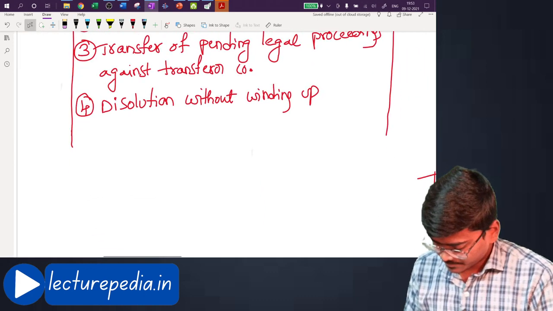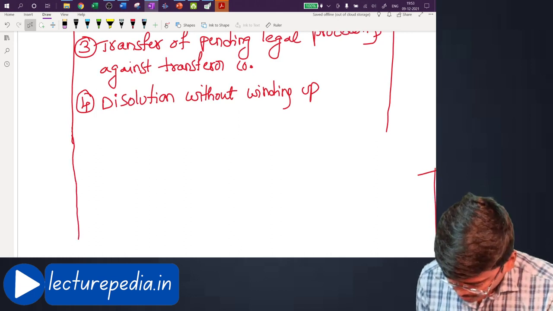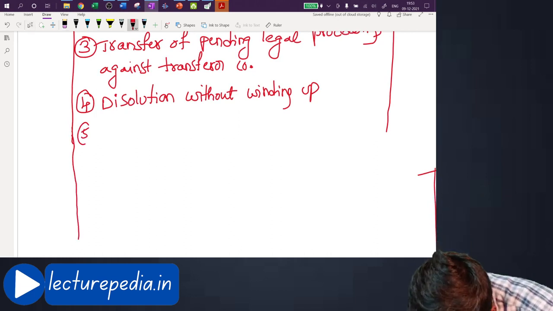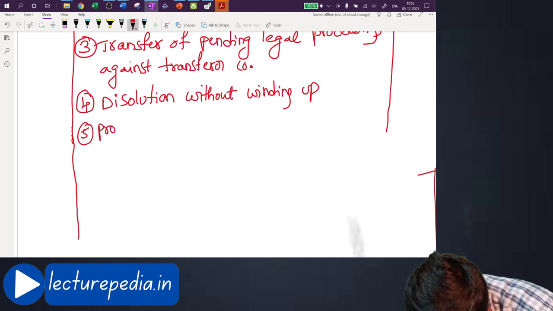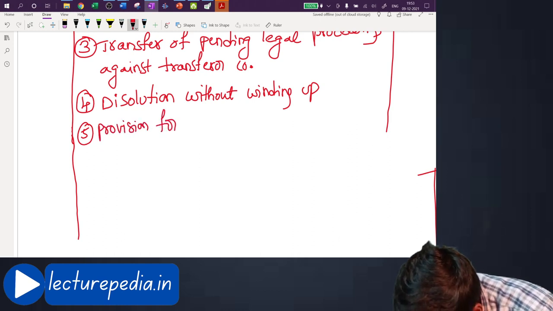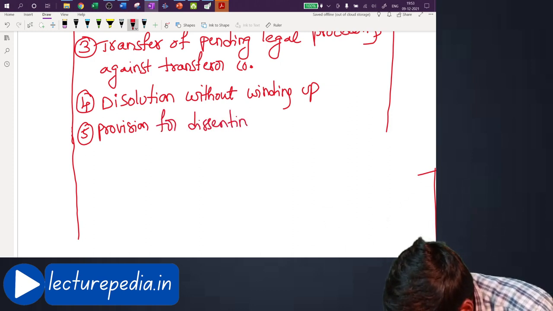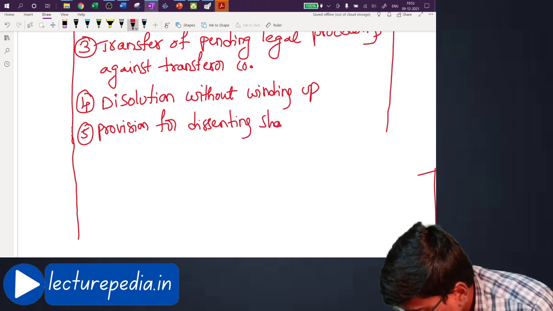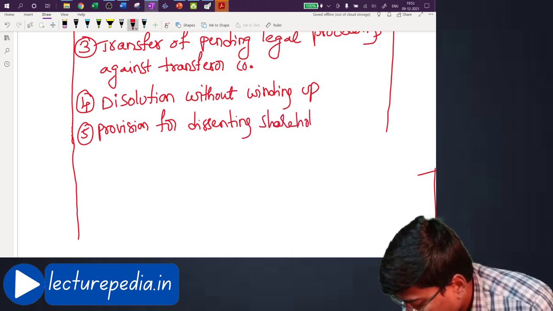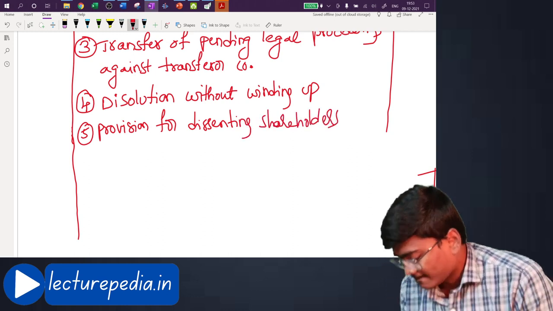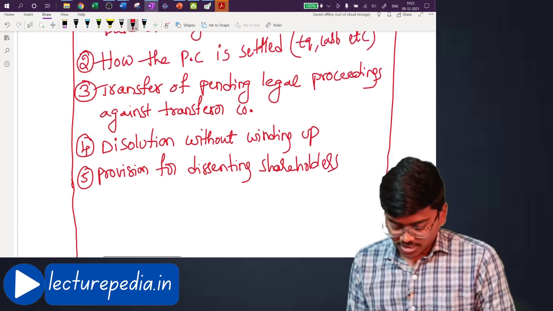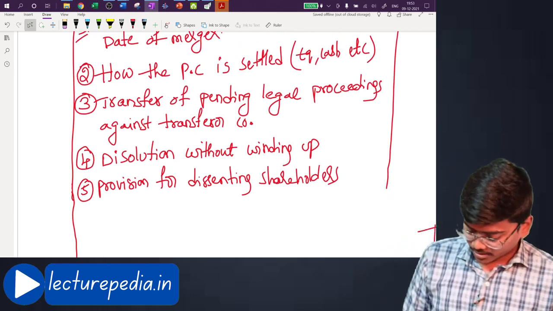Okay, the fifth point is provision for dissenting shareholders. The order has to deal with this point also.